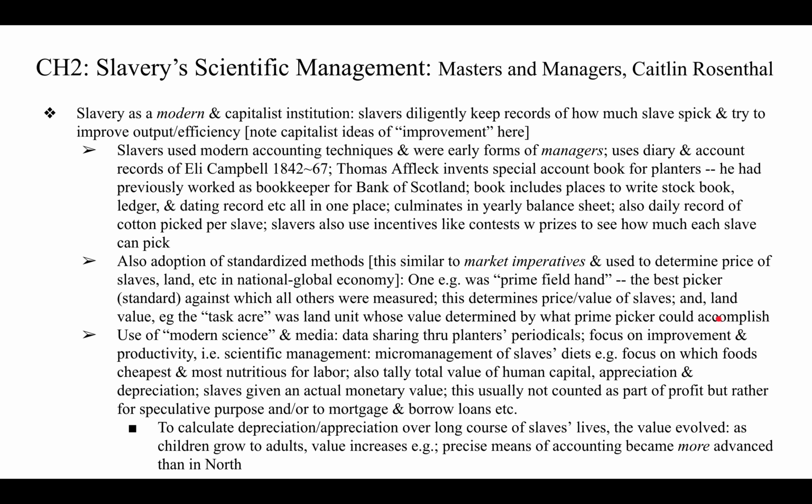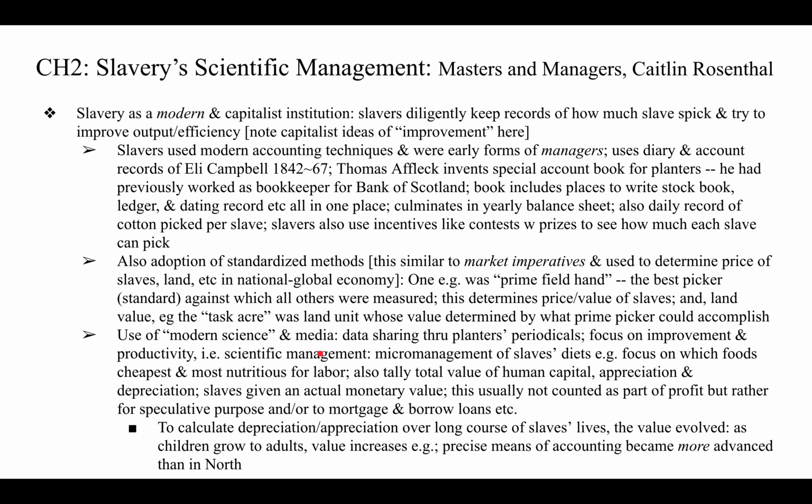And this also determined land value, e.g. the task acre was a land unit whose value was determined by what the prime picker could accomplish. So what's the land value of a certain plot of land? Well, how much cotton can it be expected to produce? And all of that is based on how much and how fast the best picker can pick from that, right? That's the connection to land value.